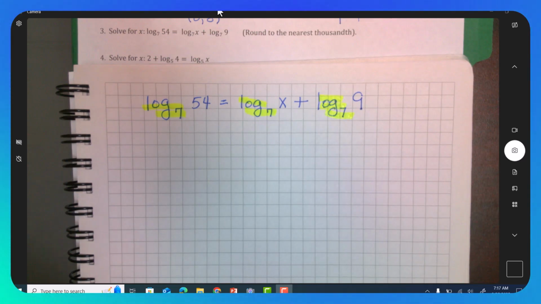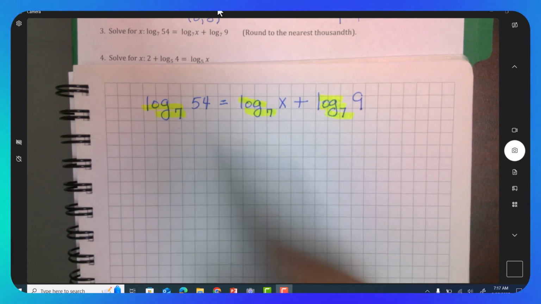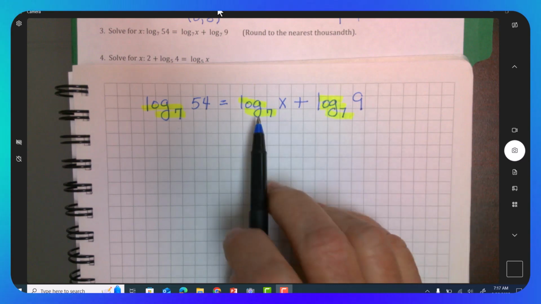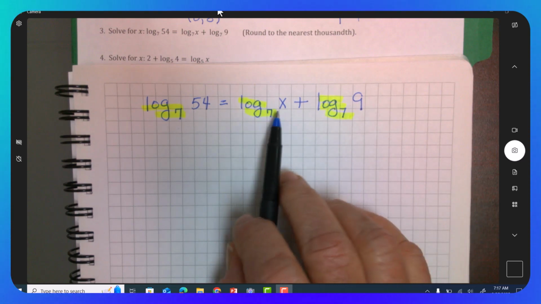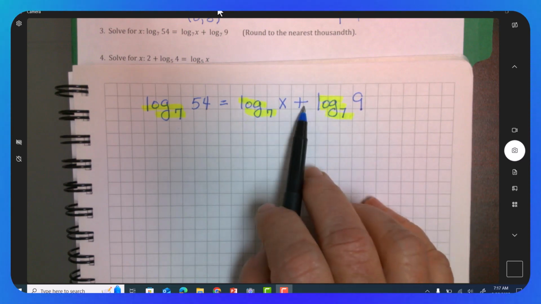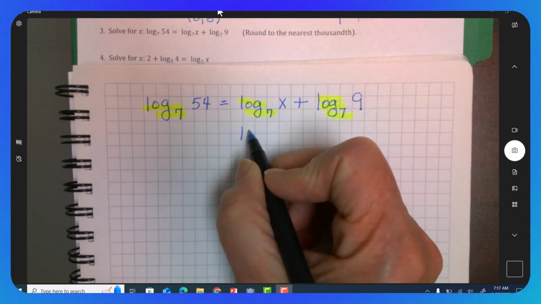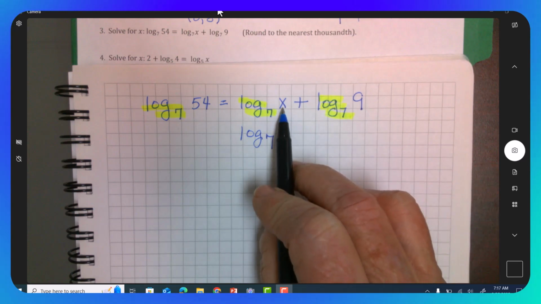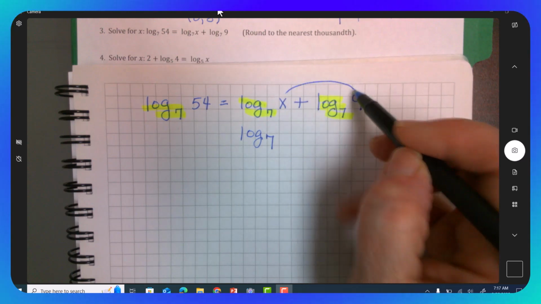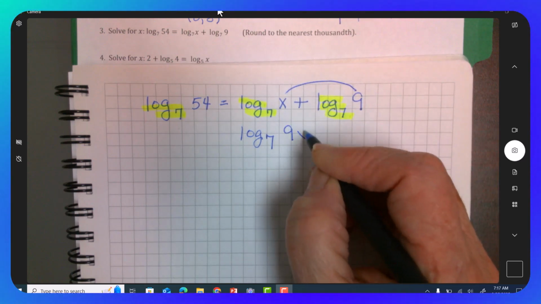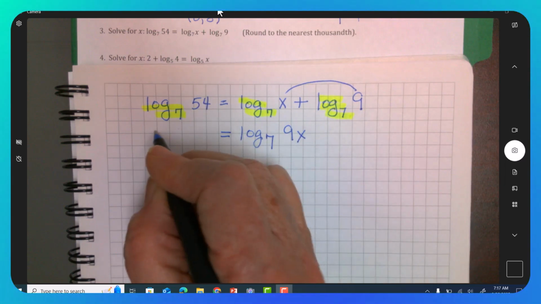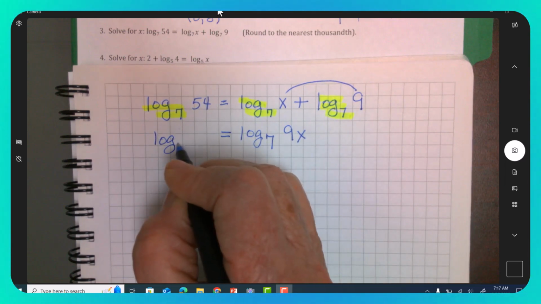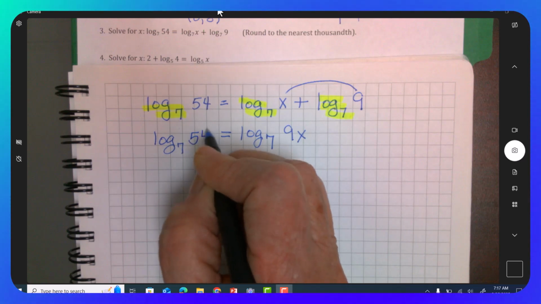Okay, there's nothing to combine here. We don't want to pull anything apart. We want to solve. All right, so now we have the same base. We're adding, so we can write this as log base 7, 9 times x, 9x, equals log base 7, 54.